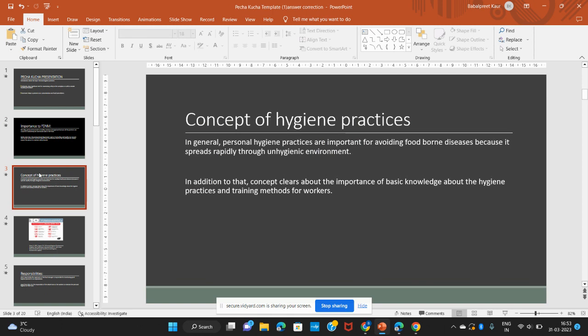In general, we know that personal hygiene practices are important for avoiding foodborne diseases, as well as for maintaining the hygienic conditions in the workplace. In addition to that, it is important for the workers to know about the basic training methods for maintaining the hygienic conditions in the workplace.